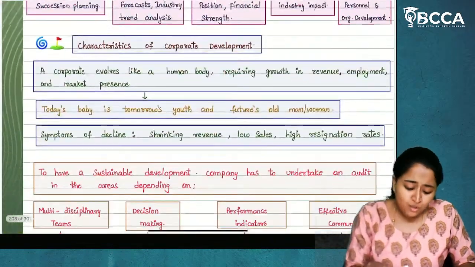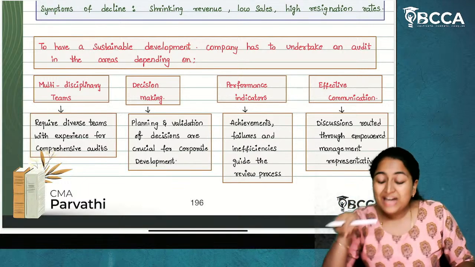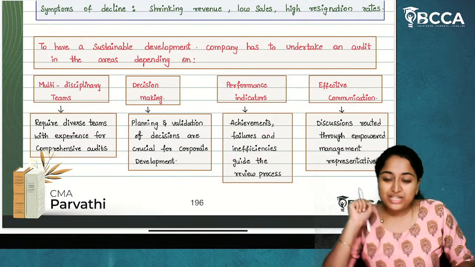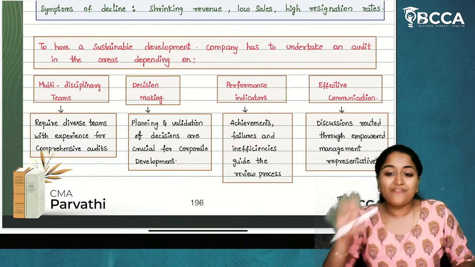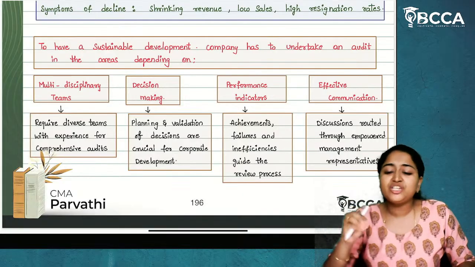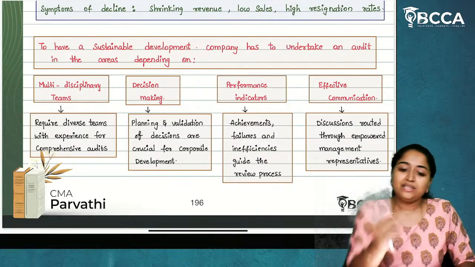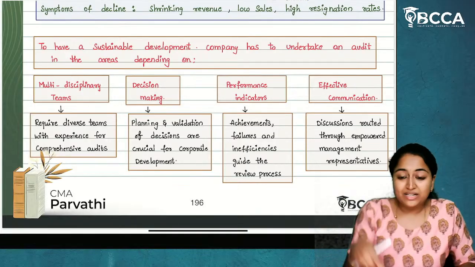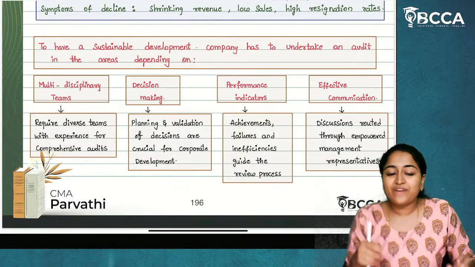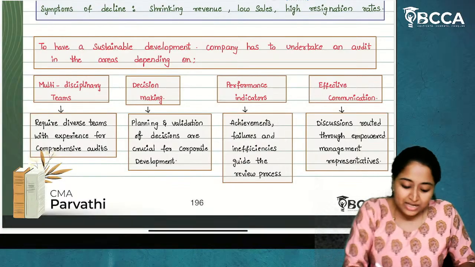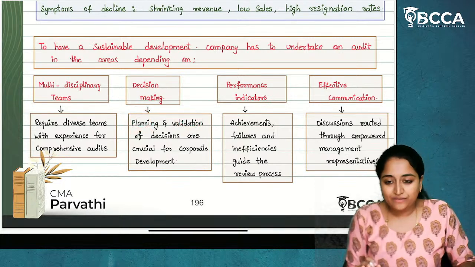Now what can be done? First, multidisciplinary team, which means whatever management team is there, each and everyone should have a different perspective. Each and everyone should have a different mindset. Now, what will happen if each and everyone is having a different mindset? If I am telling something, the other one will tell something else. The other one will tell something else. Based on that, they will understand what are the pros and cons of the decision. So, we'll try to rectify it when the decision is being taken itself. Next is decision making. Always plan and validate the decision whatever you have taken.